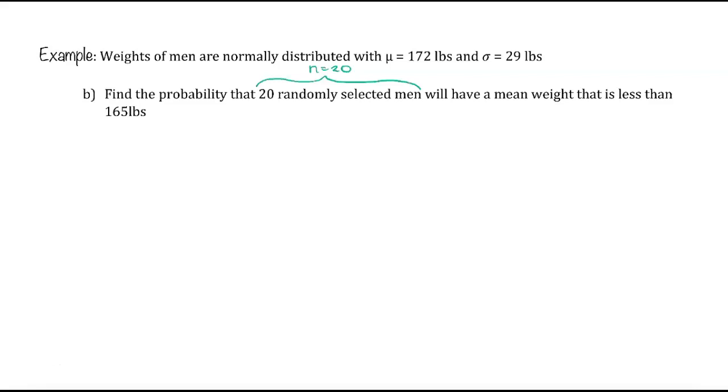The mean of the sample means is equal to the mean for the population, so it's 172. The standard deviation is equal to the standard deviation for the population divided by the square root of the size of the sample. So in this case, we have 29 divided by the square root of 20, which is 6.48. This time, we are finding the probability that a given sample of size 20 will have a mean that is less than 165.